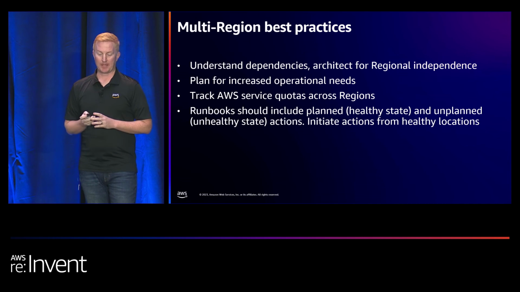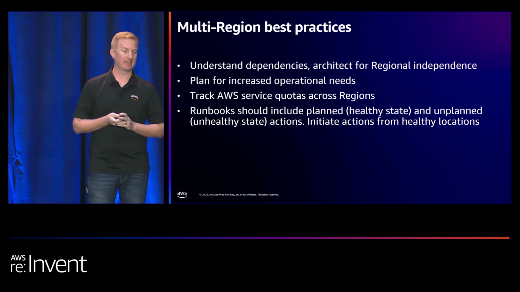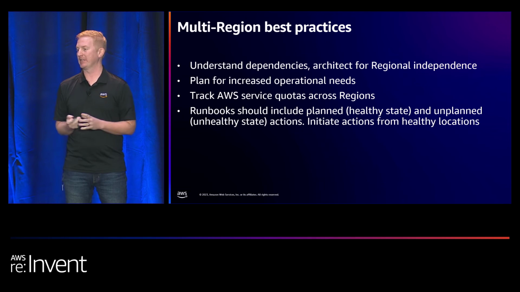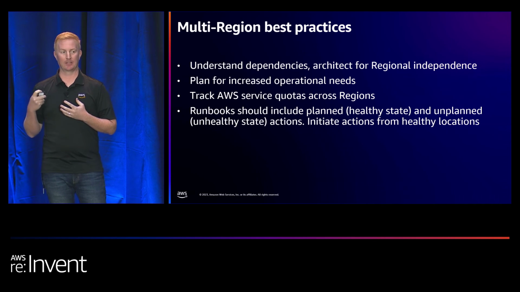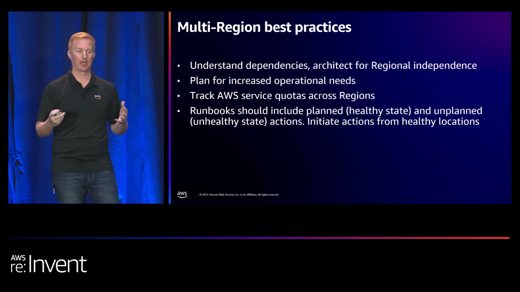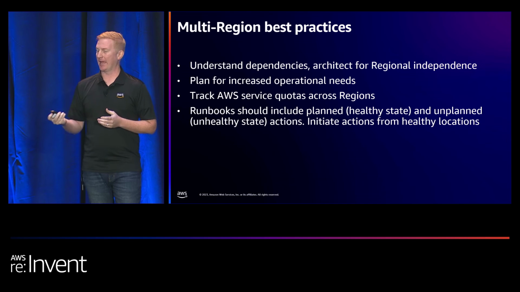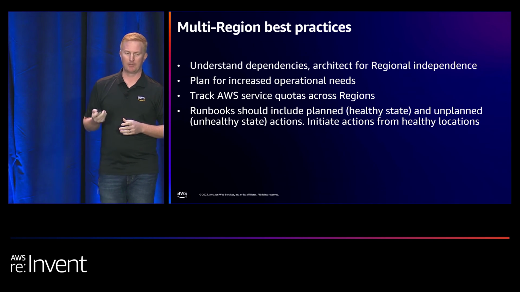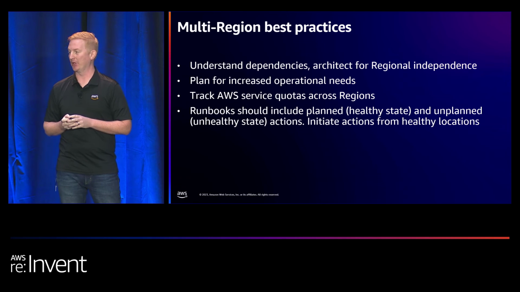All right, so more best practices that we uncovered here. The first is understanding your dependencies and architecting for regional independence is going to improve the overall resilience of your application. Allowing for regional independence, so each regional workload can function 100% independent of the other regional workloads. Also, as you're planning and budgeting for your expansion here, don't forget about the increased operational overhead. So increased operations and what that's going to mean specific for your application.